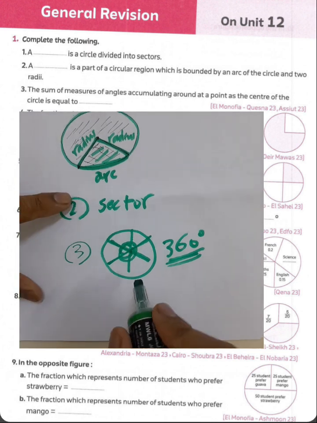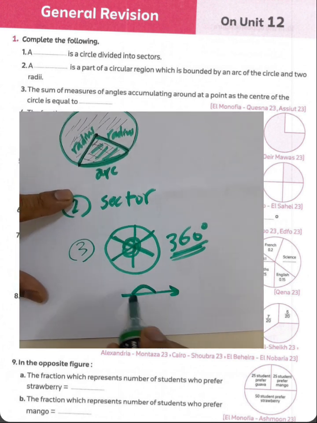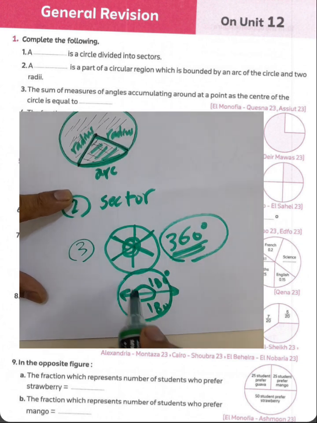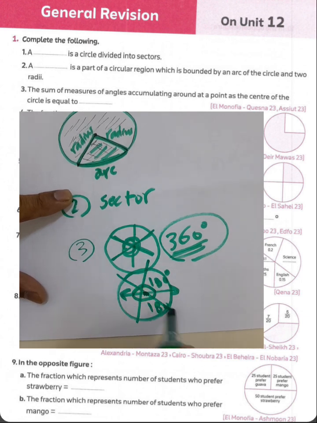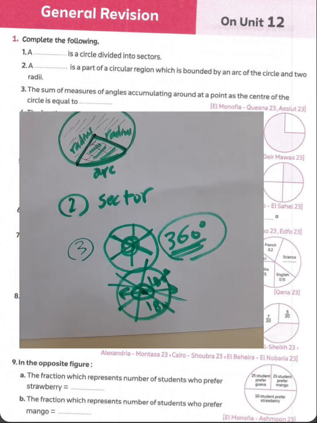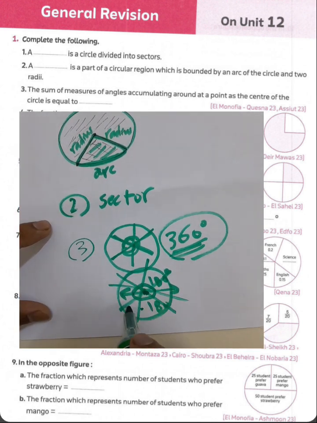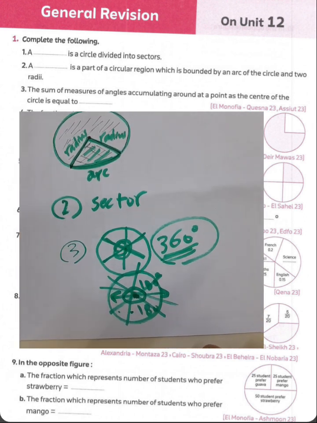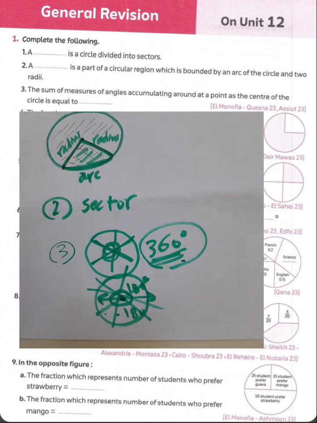We call it accumulating around the point. Understood? Again, we have here a straight line. The measure of this straight line equals 180, and here the straight line down is 180. The sum equals 180 plus 180 equals 360. If we draw a circle and the center lies on this straight line, and we divide the circle into a lot of parts, then we can find the area. But in this example he asked about the sum of measures of angles accumulating around the point as the center of the circle. It will be 360.